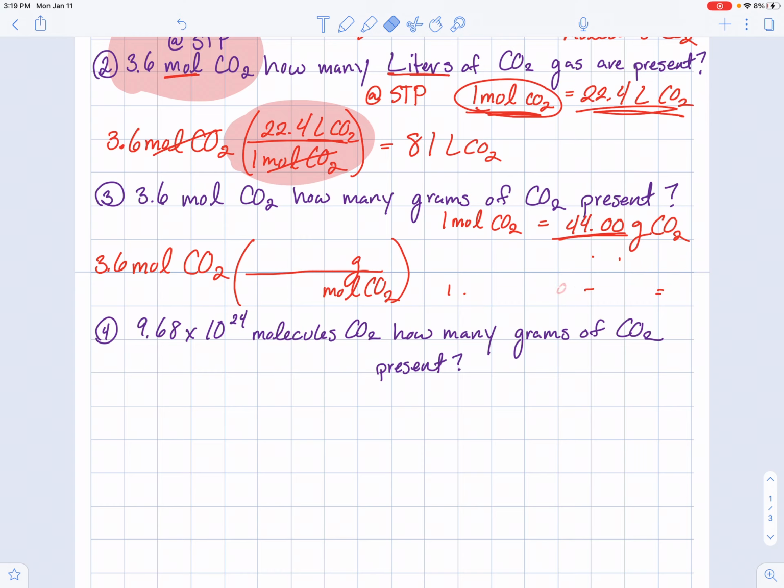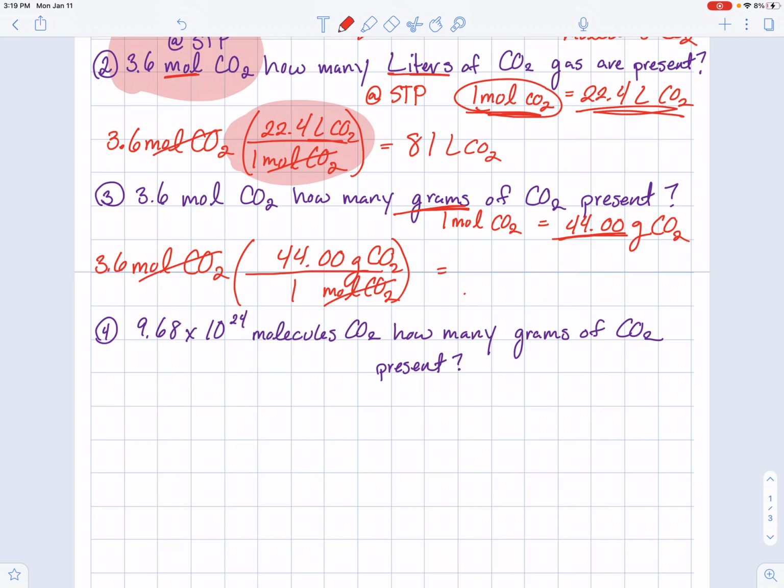So I want to get out of moles. So I'm going to put moles on the bottom, and I know that 1 mole of CO2 is equivalent to 44.00 grams of CO2. I want to be in grams because that's what I've asked you to move into. Moles will end up canceling, and then when I solve it across using math, I will get my answer in grams.